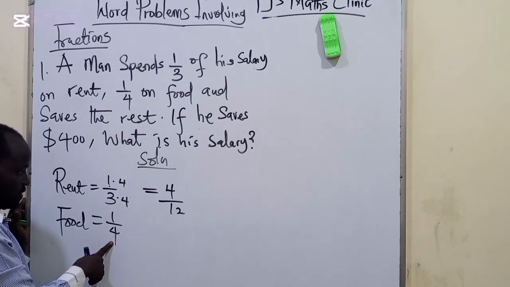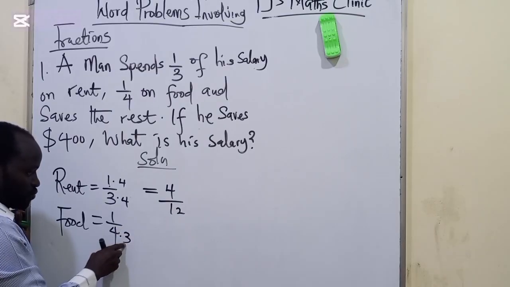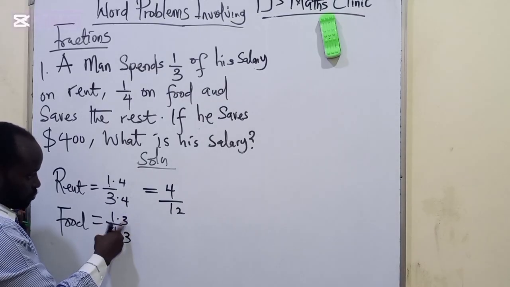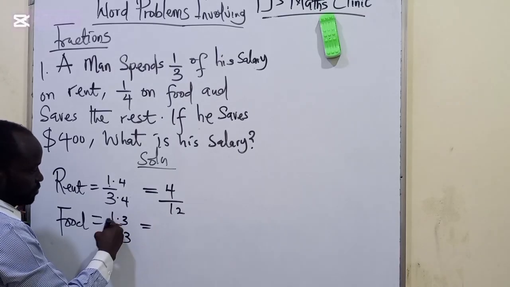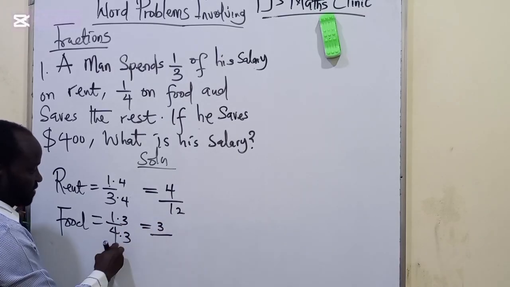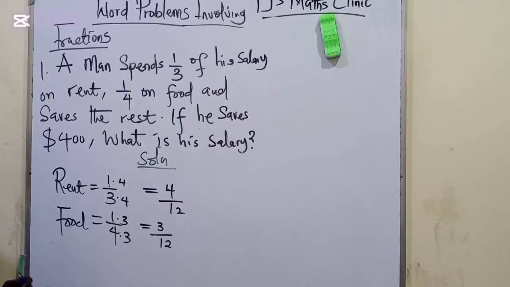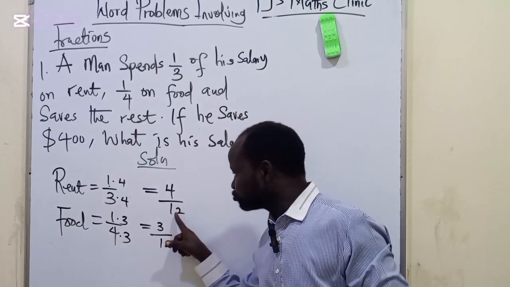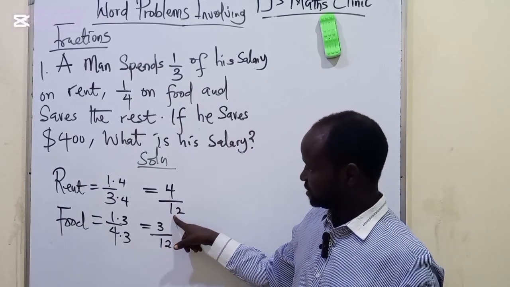We do the same here. We multiply this by 3, we'll get 12. Then we'll have to do the same to the numerator. Multiply it by 3 as well. So 1 times 3 is 3, divided by 4 times 3, of course, is 12. Very important. So it means that the man's salary was divided into 12 parts. That's what it means, this 12.